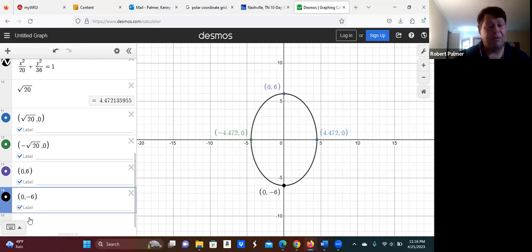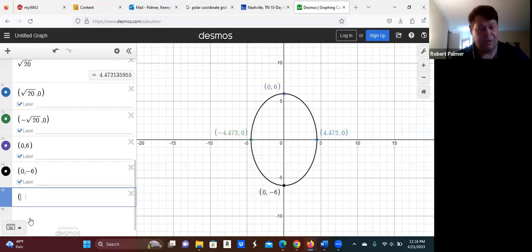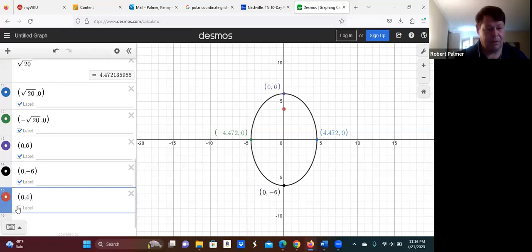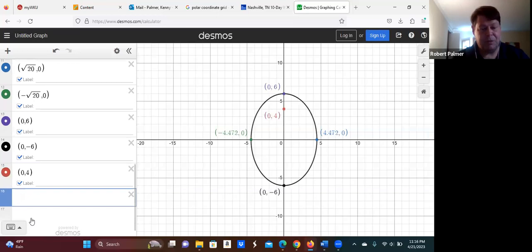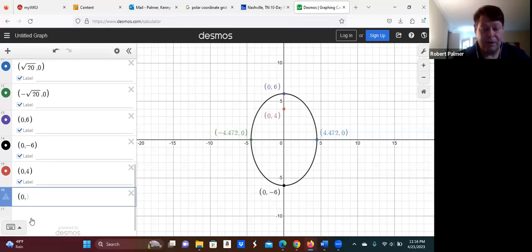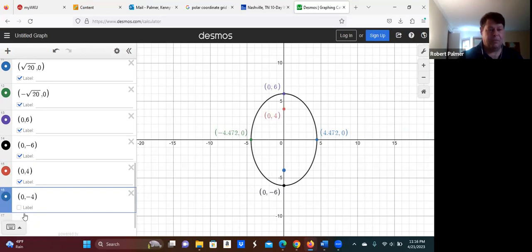Okay. We can also label our foci. And so that's going to be 0 and 4. And the last one then is 0 and negative 4. Okay. And that's basically everything we need to know about that ellipse. Okay. All right. So that fits everything we've seen.